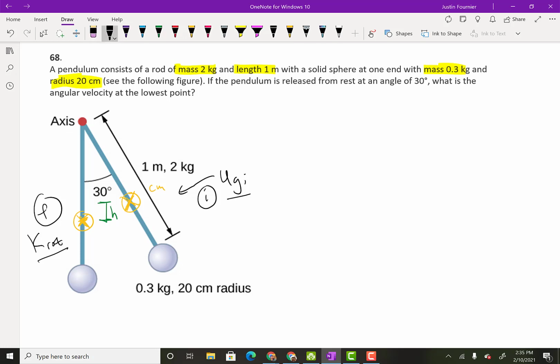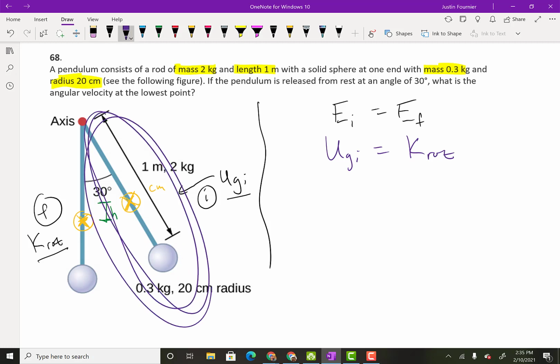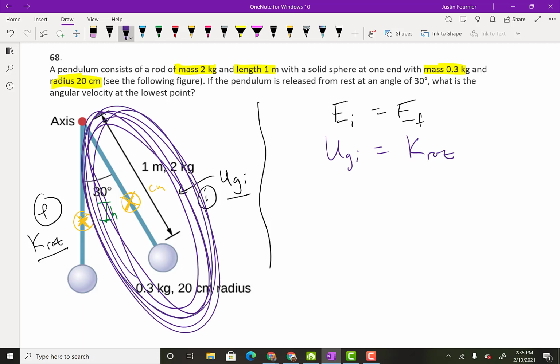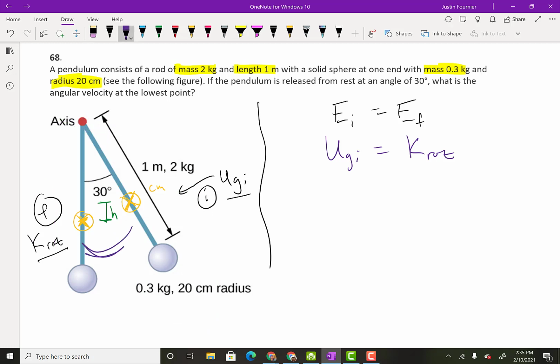So if I use energy, the initial energy is equal to the final energy. My initial energy is gravitational potential energy. My final energy is rotational kinetic energy. And it's rotational kinetic energy because this whole thing is my system. If only this was my object, it would be translational kinetic energy because it'd just be moving like that. But if this whole thing is the system that I care about, then it's rotational kinetic energy because it's spinning about its axis right here.